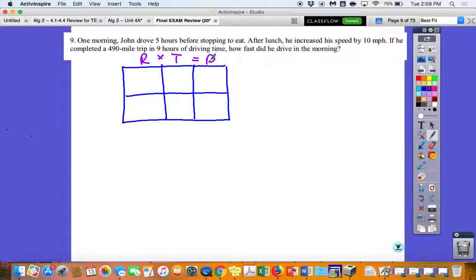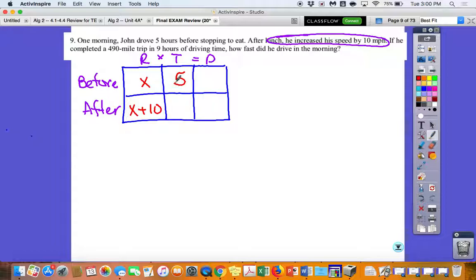So it sounds like we're doing before eating and then after eating. So before and after. Just put a little bit of label out there so you know what you're doing. Okay, now R is for rate. The only thing it told you about the rate is that he increased it after lunch. But other than that, you're told nothing, which means before lunch should be X and after lunch should be X plus 10.